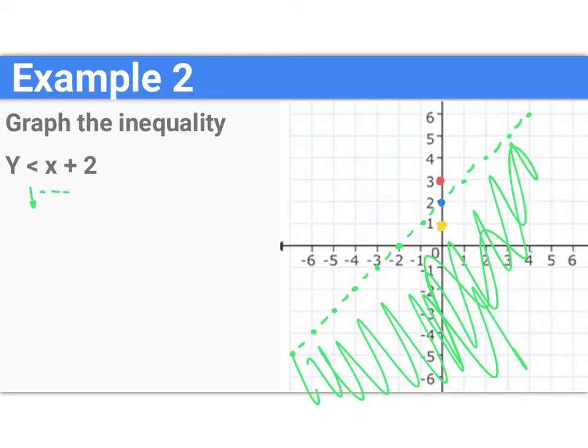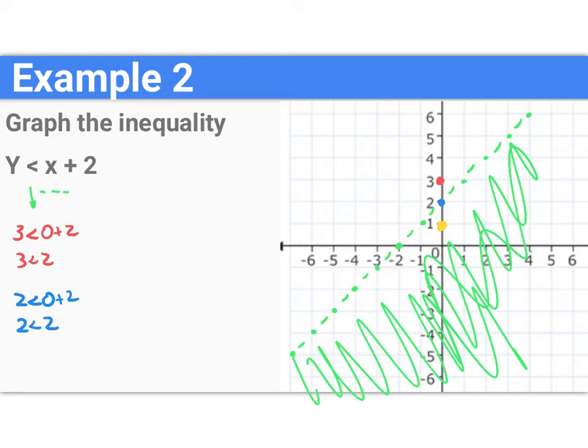So is 3 less than 0 plus 2? 3 is not less than 2. This is why the red one doesn't work. But let's try the blue one, because you're saying it's on the line, so it should work. Is 2 less than 0 plus 2? 2 is not less than 2. It is equal to 2. And that's why it does not work.